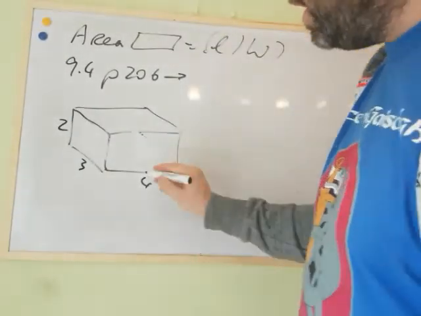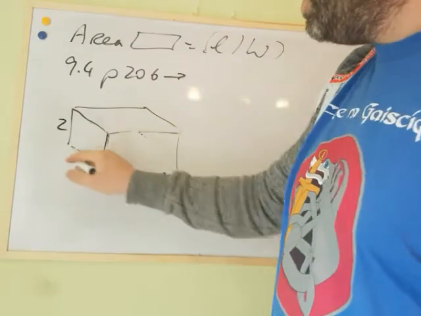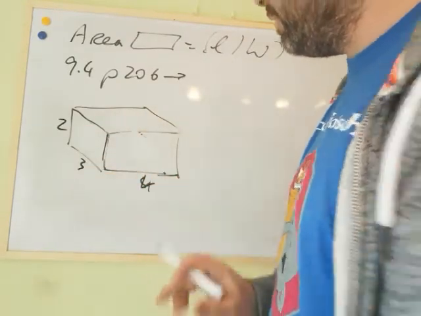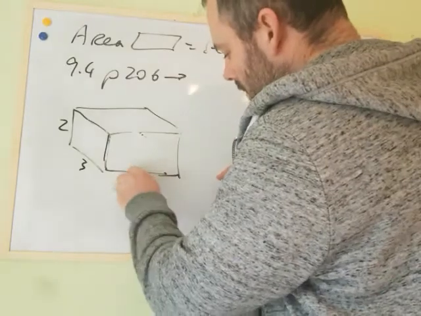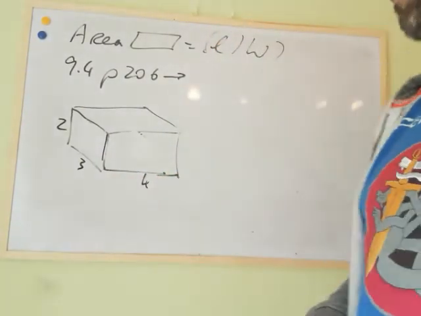So, let's rub some of these numbers out. Go back to the basics. So I've got my rectangular solid, my cardboard box, of a height 2 centimeters, a width of 3, and a length of 4. And I want to get the volume of it.